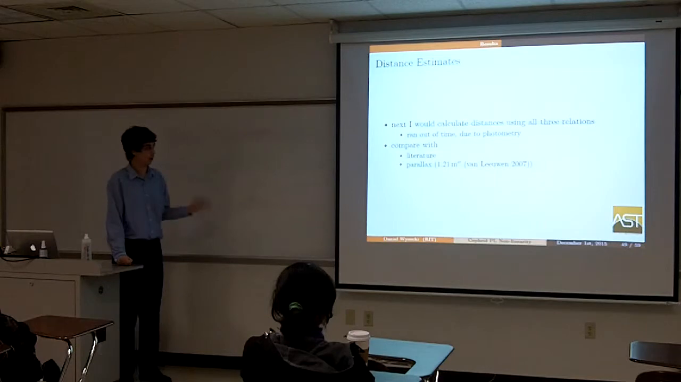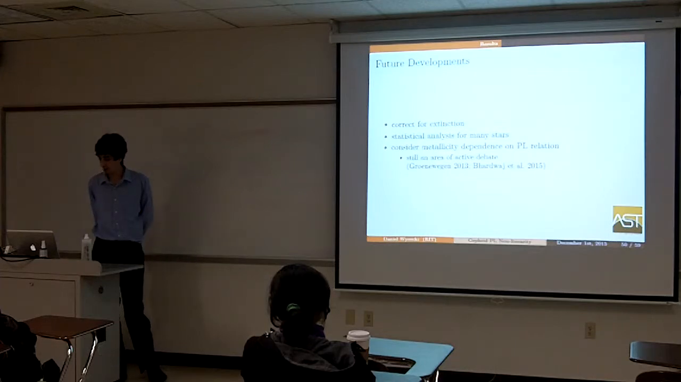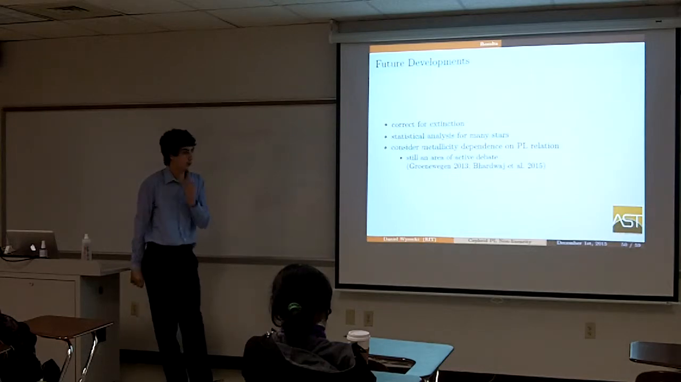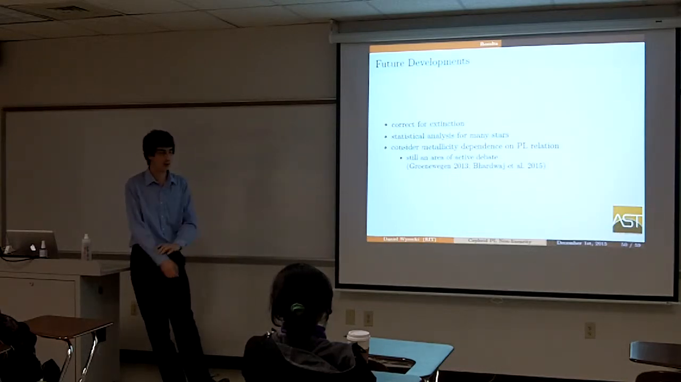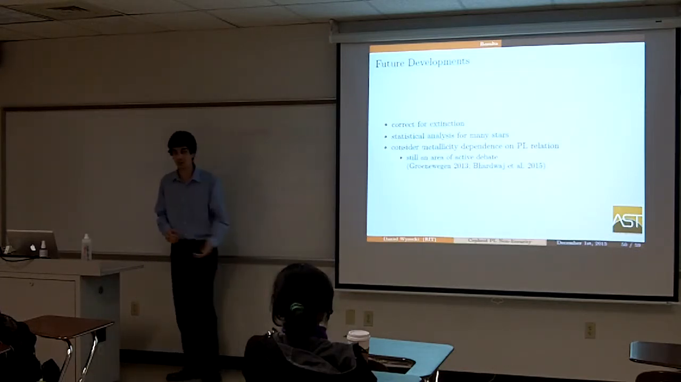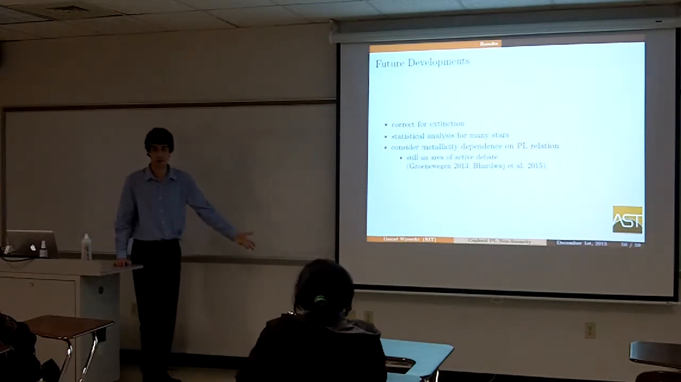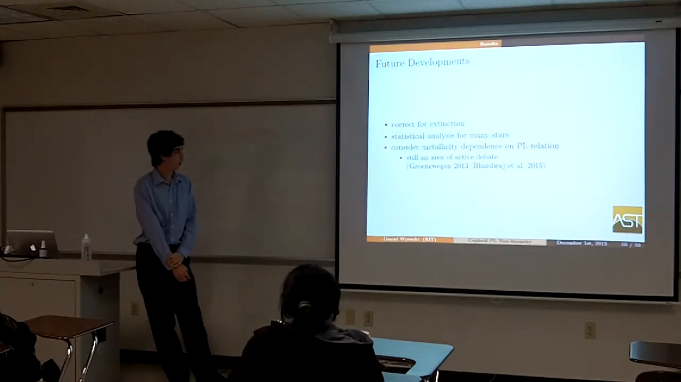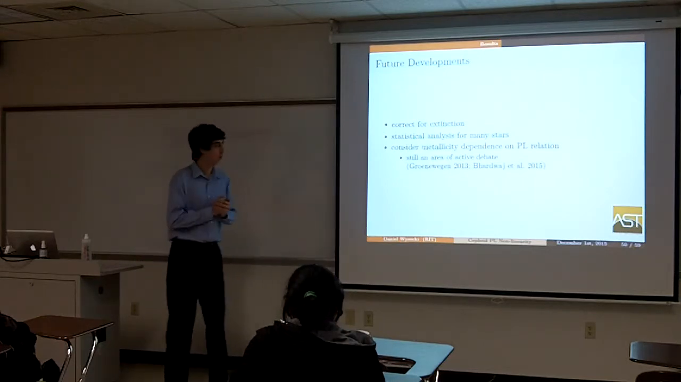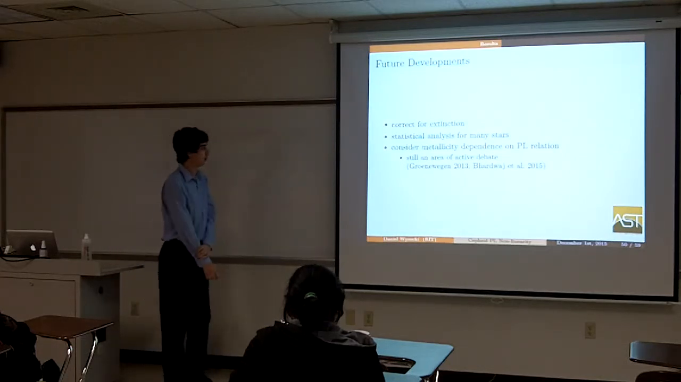That's one of the nice features of this star, that there is a known parallax. For other future work, I would need to correct for extinction. The star is close to the galactic plane, so there's a lot of reddening. To understand the impact of this miscalibration, you would need to do statistical analysis for a number of stars and not just one. Another thing would be to consider the metallicity dependence of the PL relation. This is an area of active debate, but that would be another miscalibration in the relation.